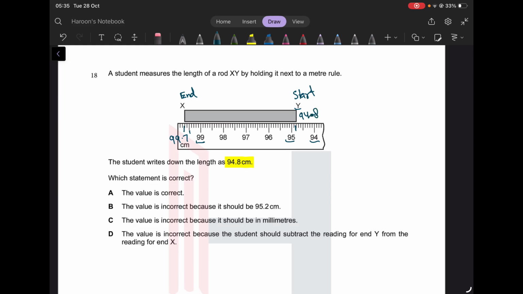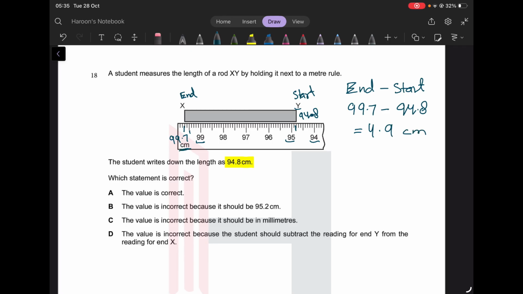94.8. So if I want to find the length over here, I just need to do ending value minus starting value, final minus initial. Ending value is actually 99.7 minus the starting value is 94.8. This will give me the length of this particular object. I just need to do 99.7 minus 94.8, ending value minus starting value. So this would actually give me 4.9, and this should be in centimeters. It has been given over here.